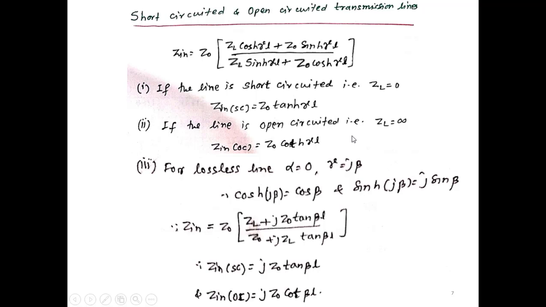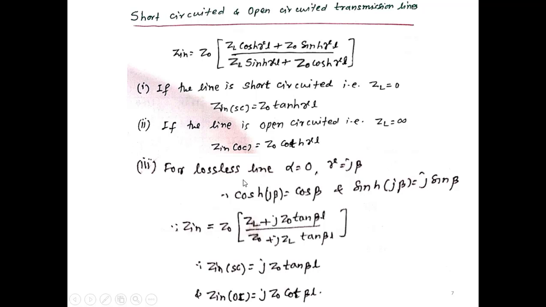If the line is open circuited, that is you have to put ZL equal to infinity. Then you take ZL outside from the numerator and denominator and cancel out. You will get cosh gamma L plus ZL by Z0 sinh gamma L, whole divided by sinh gamma L plus Z0 by ZL cosh gamma L. If you put ZL equal to infinity, these two terms become 0 and simply you get Z0 into coth gamma L, that is Zin open circuit is equal to Z0 coth gamma L.